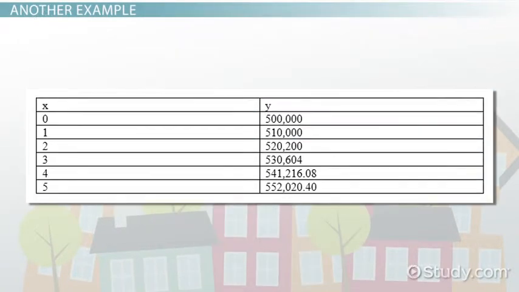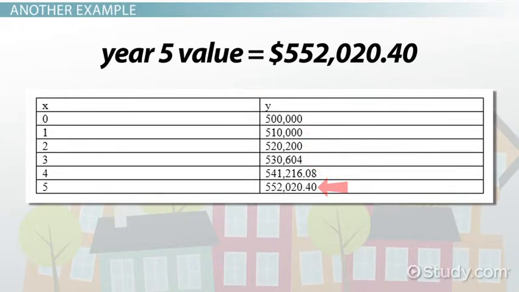You can see that if you do the math by hand, it works out to the same values you get from the function. Multiplying each year's value by 1.02 to find the 2% increase gives you the same values for each year. So, for year 5, which is what the question originally asked, the value would be $552,020.40. Our savvy investor made $52,000.